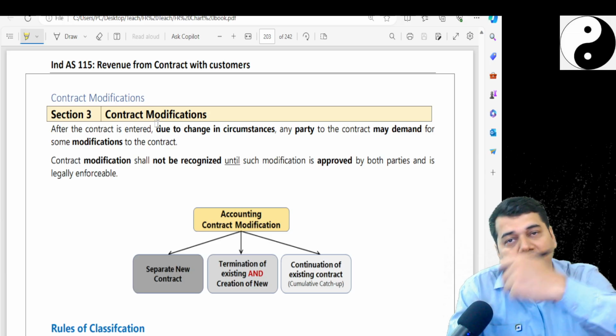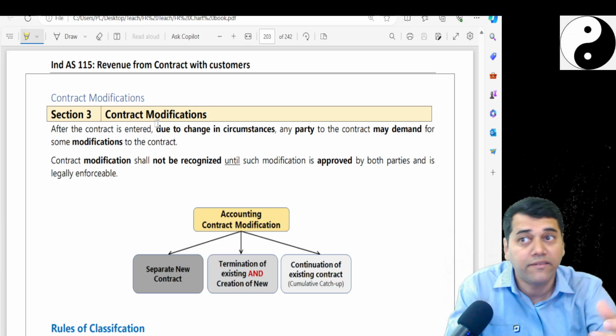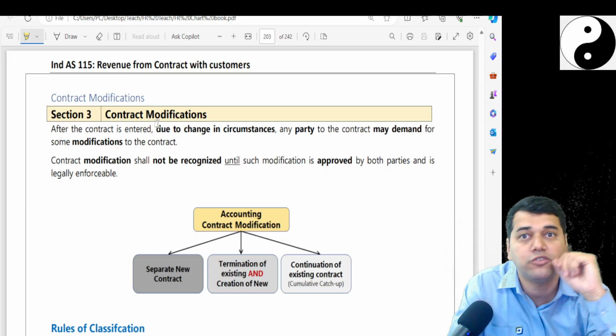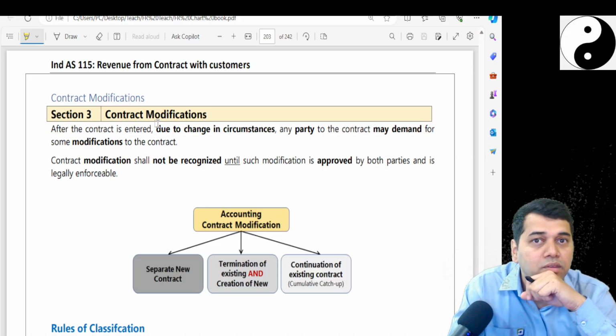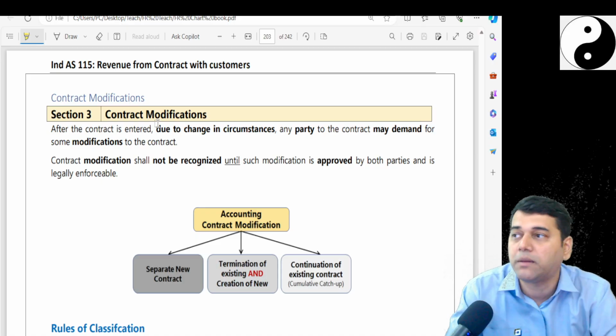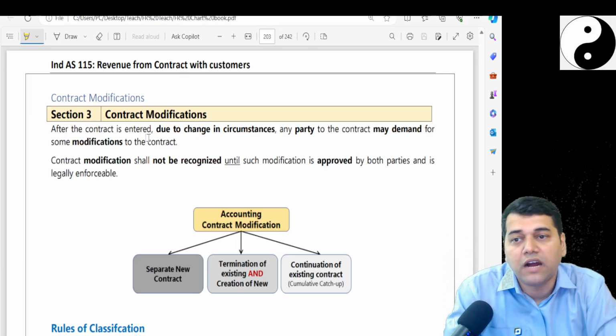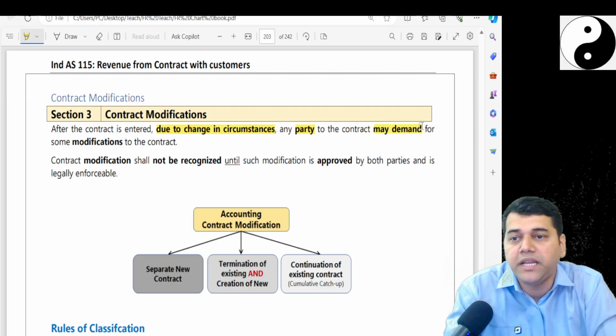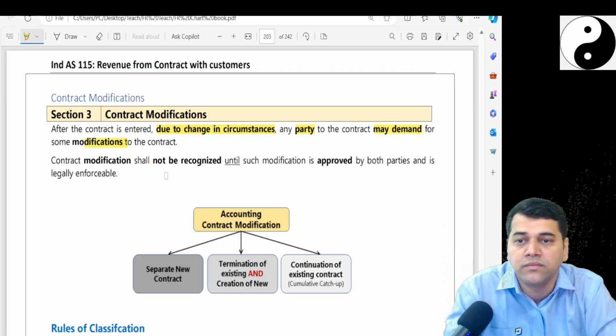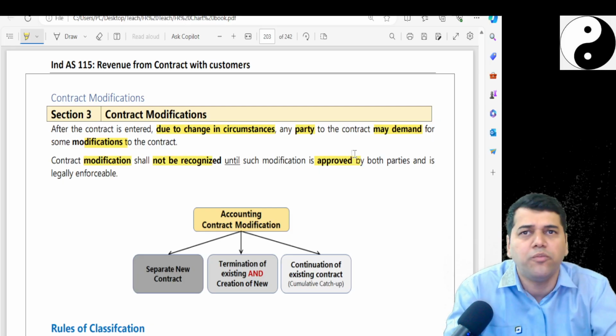Is it a totally new contract? Is it having any relationship to the previous contract? I should evaluate, no? I should not give any option to them to manipulate. So how can I do that? For this, we have to apply certain rules. After the contract is entered, due to changes in the circumstances, a party may demand certain modification, and the contract modification shall not be recognized unless it is approved, obviously.